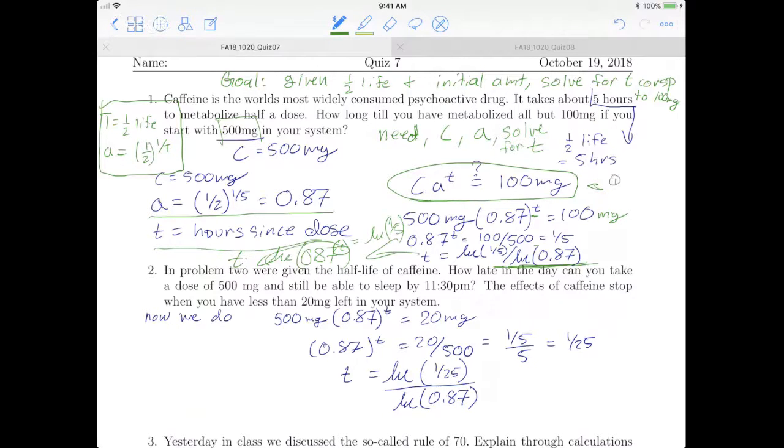I started off with, this would be like my step 1, just wrote it down, right? What T makes C a to the power of T equal 100 milligrams? Well, it starts off 500 milligrams times 0.87 to the T. And we'll divide both sides by 500 milligrams. You see that right here. And we end up with 1/5 from that. Using the rainbow rule and dividing both sides by log of 0.87, we get this expression. And that's basically the solution.